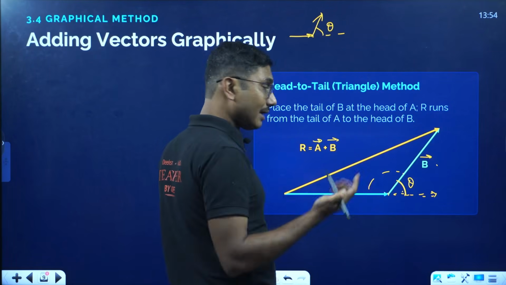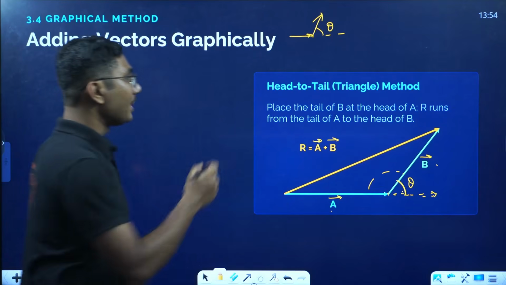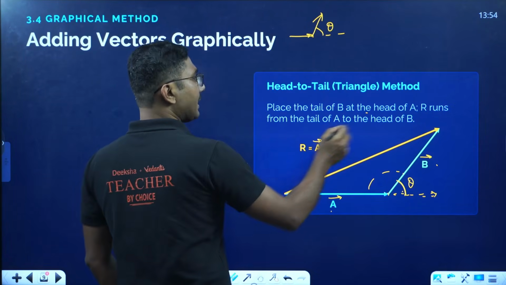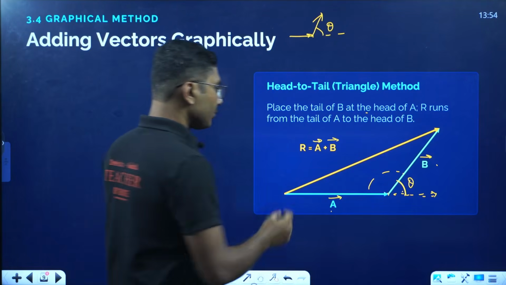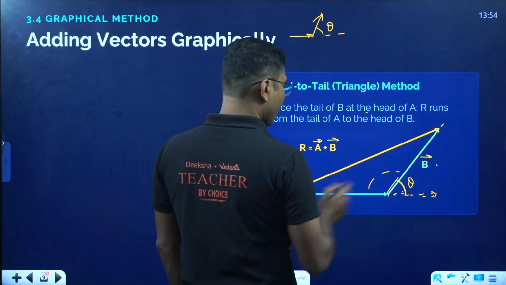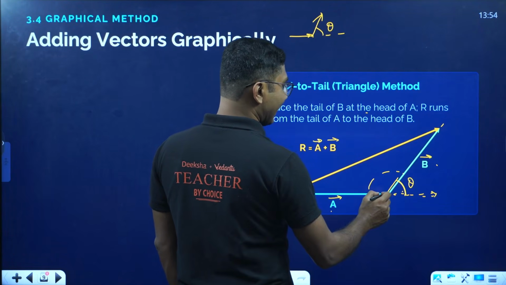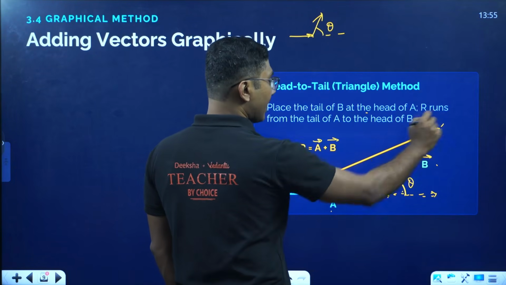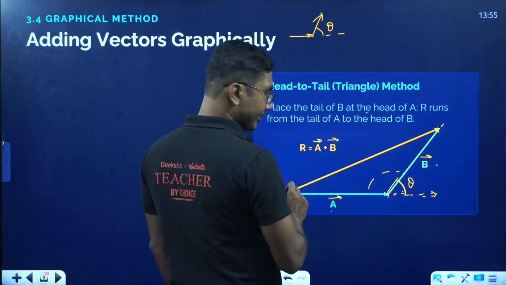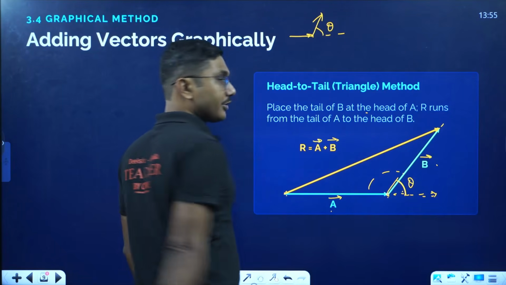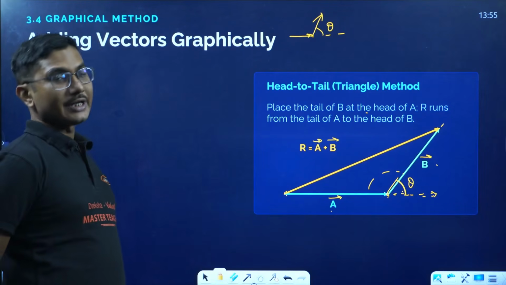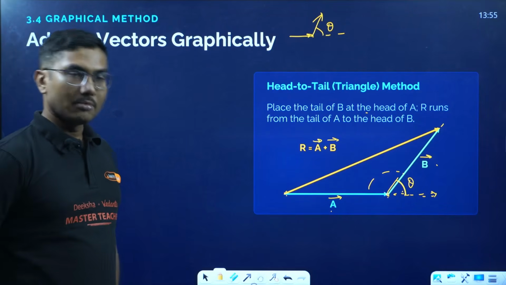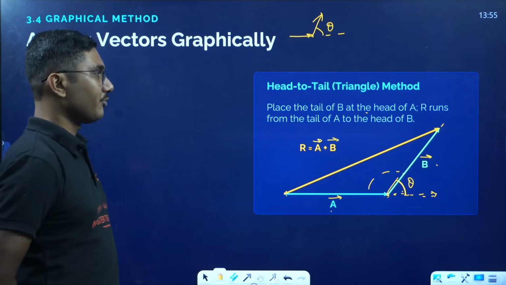Resultant is basically the triangle method. What is the triangle method? Place the tail of B at the head of A. R runs from the tail of A to the head of B. So if you take this as A and this as B, wherever A ends, the vector B starts from there, and whatever vector completes this triangle, from the starting location of the first vector to the ending location of the second vector, that gives you the resultant vector. This is the triangle law of vector addition. Very important. You need to remember in the exam, a 2-marker question might come from this.